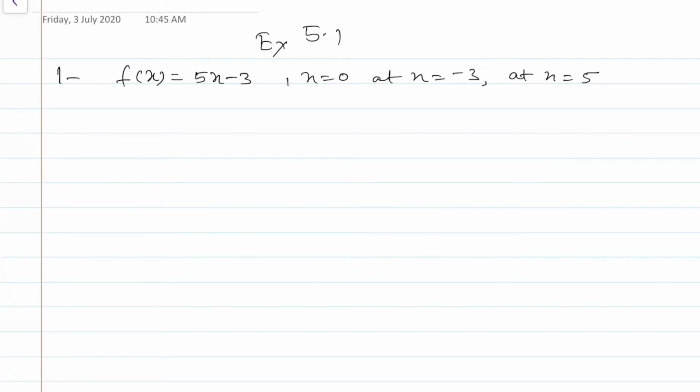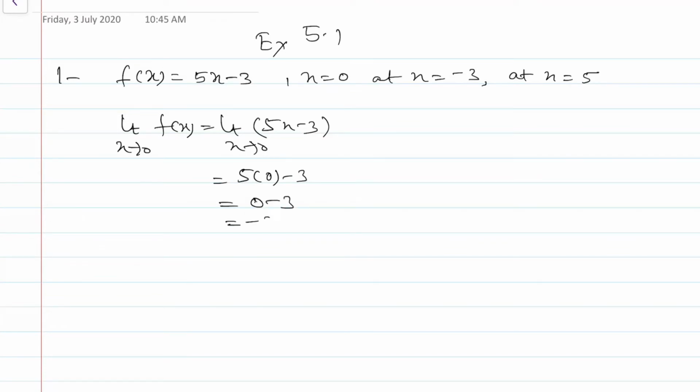As we know that f(x) equal to 5x minus 3 is a polynomial function, and polynomial functions are continuous everywhere. But we have to check it at x equal to 0, x equal to minus 3, and at x equal to 5. So we'll check the continuity at x equal to 0 first. First we'll find the limit. Limit x tends to 0, f(x), limit x tends to 0, 5x minus 3. As this limit is defined on both the sides of 0, so we can directly put the value of x as 0. We'll get 5 into 0 minus 3 is equal to 0 minus 3 equal to minus 3.